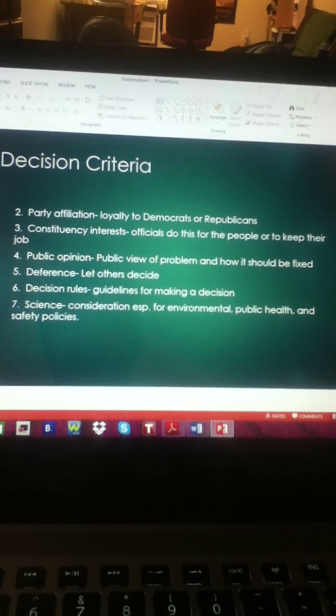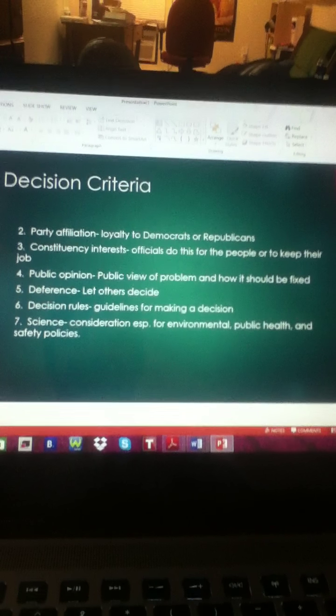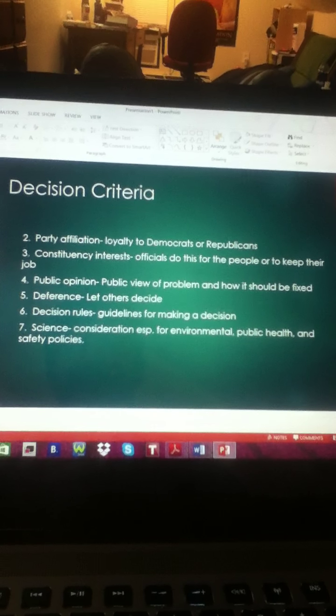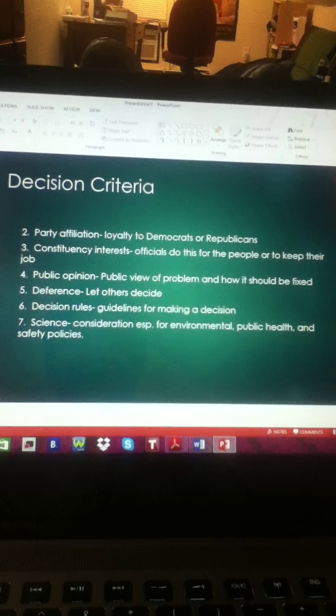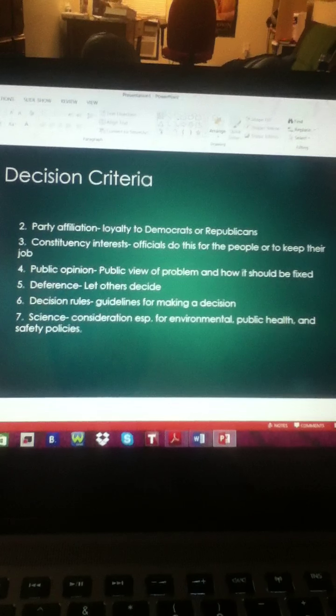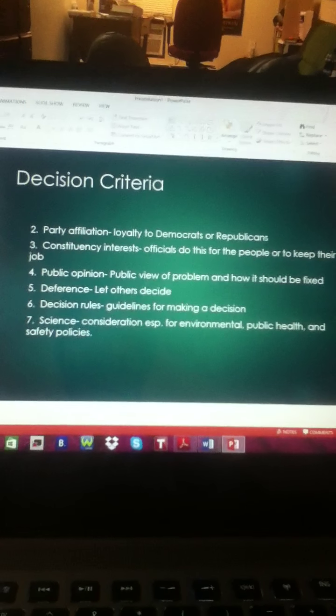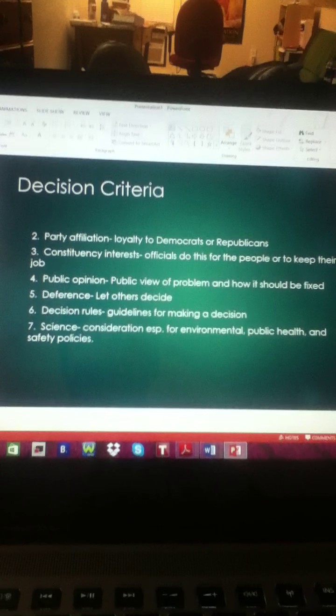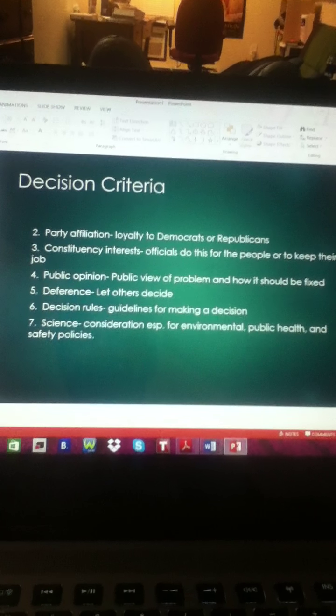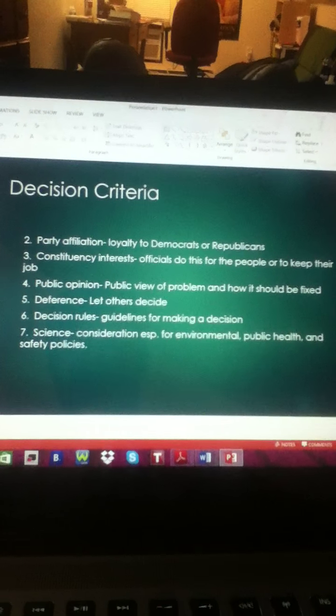The next criteria are decision rules, which are guidelines for making a decision. And the last criterion is science. Science is especially considered in issues such as the environment, public health, and safety policies.